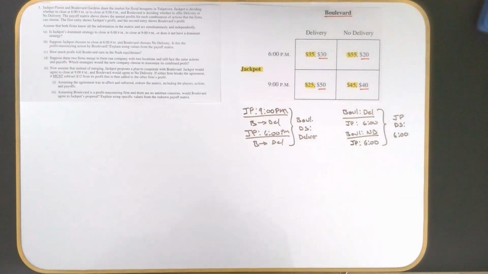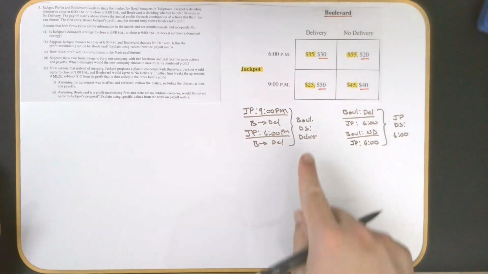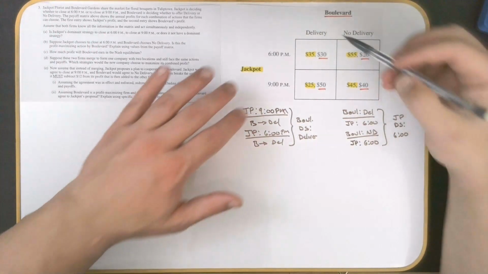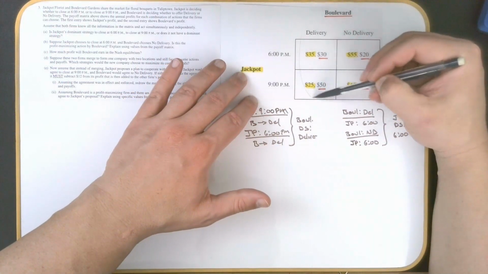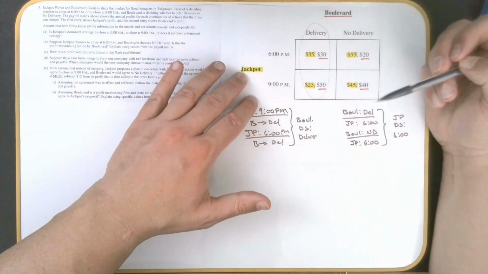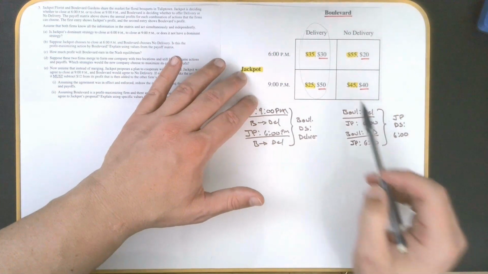So here's what we're going to do. If they have a dominant strategy, then let's go ahead and circle what they're going to be. No matter what, Boulevard is going to deliver. So we could say, well, that's going to be this column. This is what's going to happen. Boulevard will deliver, and JP is going to close at 6.